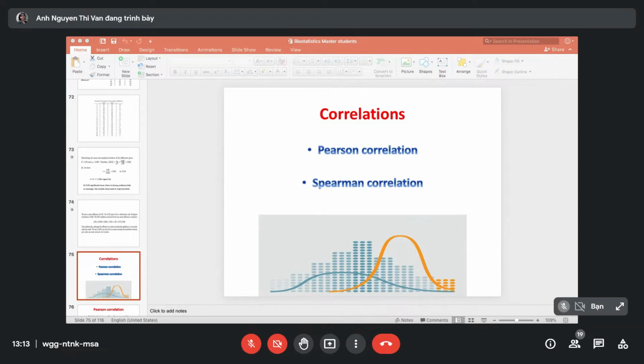So we can say a negative correlation, or this variable is negatively correlated with the other variable. And for positive correlation, we can also say that this variable is positively associated with the second variable. So you need to understand what is negative and what is positive.